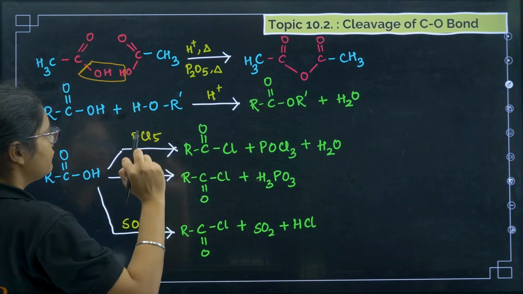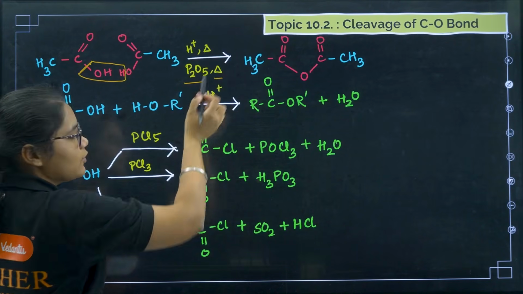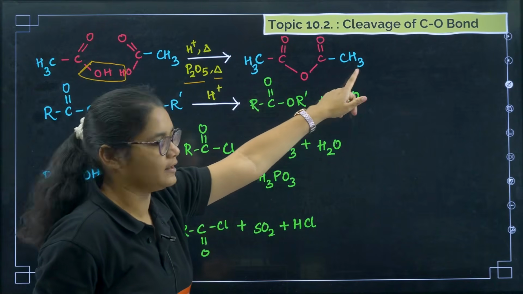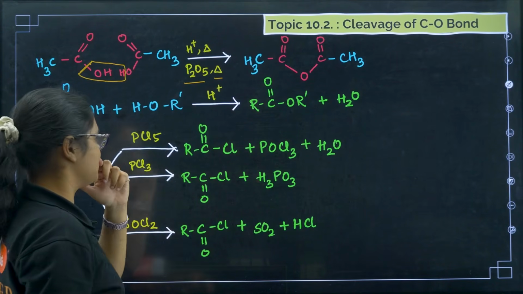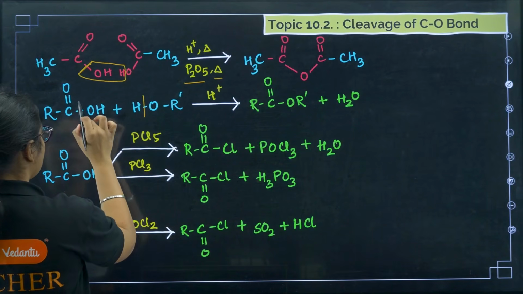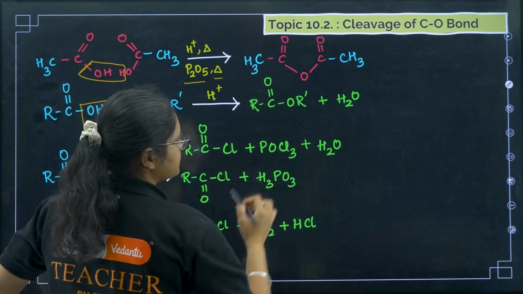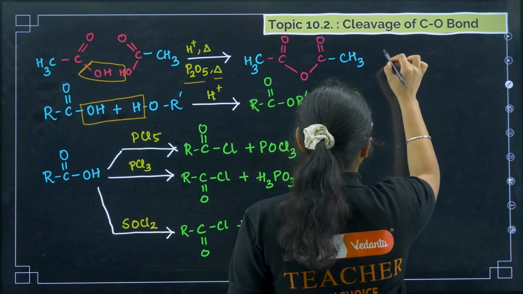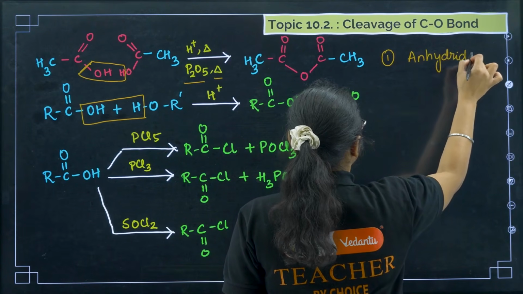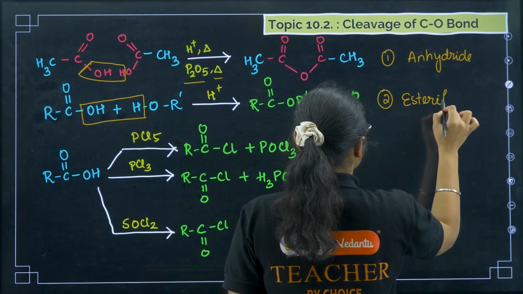Water will be removed in the presence of what? You can take P2O5, or heat it, or use H plus, an acidic medium, and heat it. Here you will get anhydride formation. That is the first reaction. The second one is ester formation. In alcohols this bond will break, but in the acid this bond will break, and in acidic medium we get esterification. So the first one is anhydride formation, and the second one is esterification.